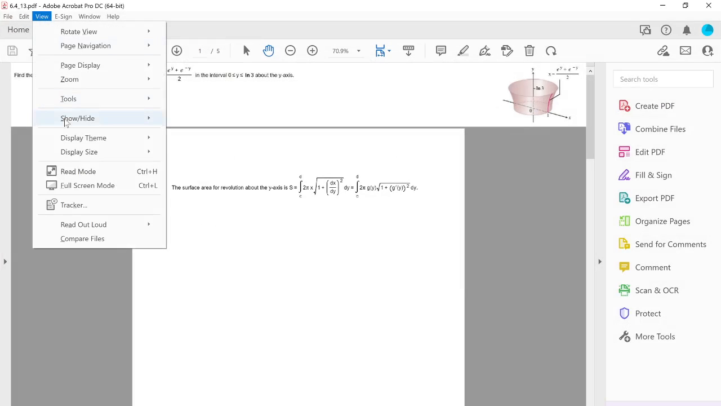Okay, so let's do this problem. This is a problem from 6.4. Find the area of the surface generated by revolving the curve x equals e to the power y plus e to the power negative y, divided by 2, in the interval where the range of y is from 0 to ln 3, about the y-axis.